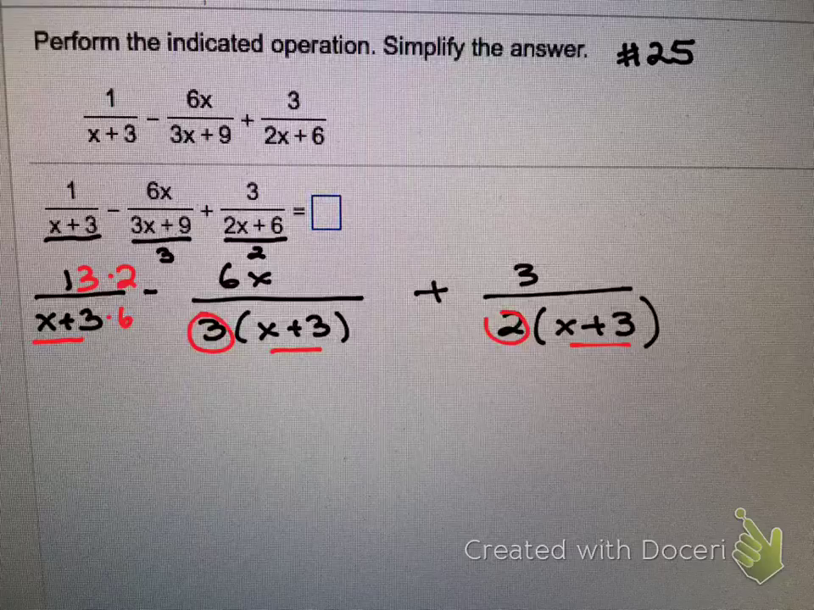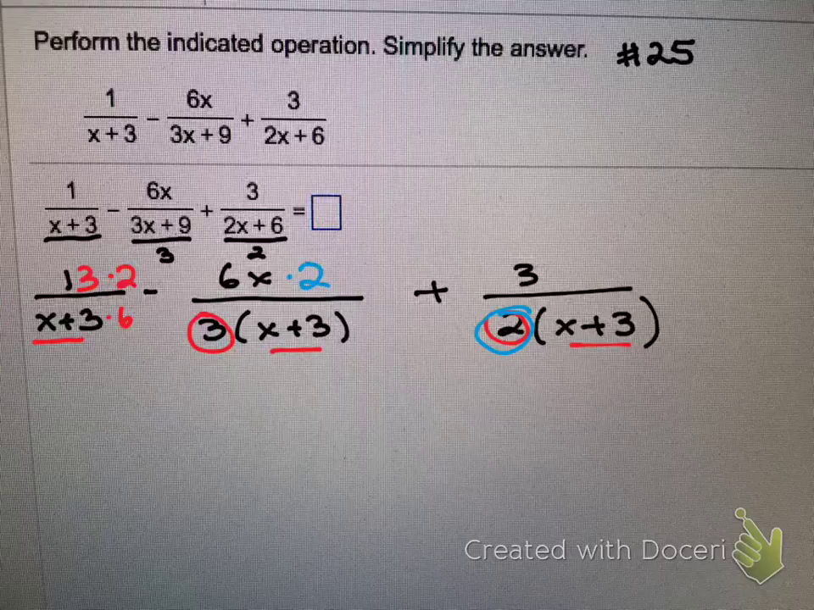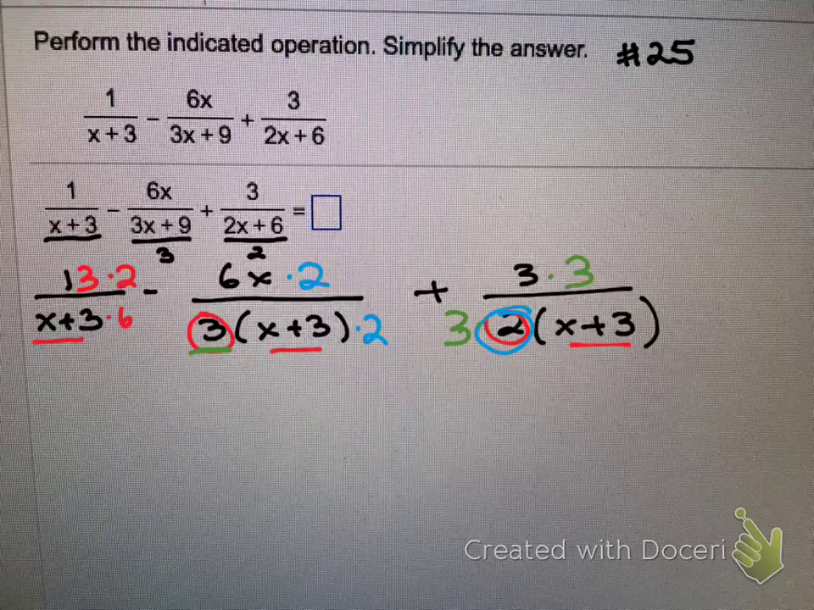On the second rational expression, I have a 3 and I have an x plus 3. What I'm missing is a 2. So I need to multiply both sides by 2 over 2, which is 1, so I'm not really changing the problem. And the last term, I have a 2 in the denominator. What I'm missing is this 3. So again, I multiply numerator and denominator by 3.